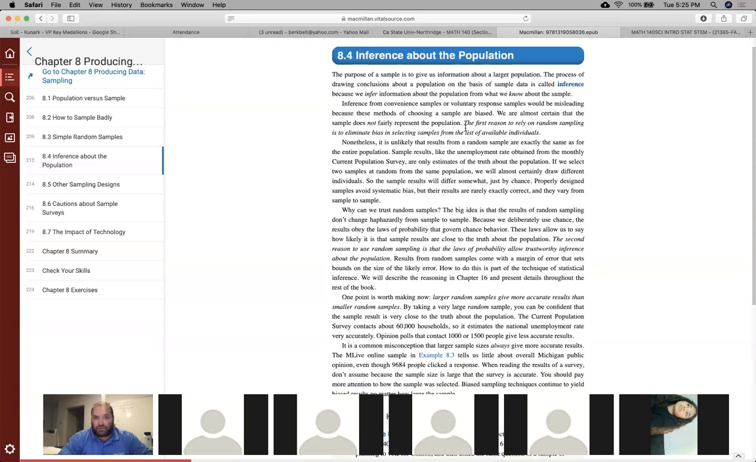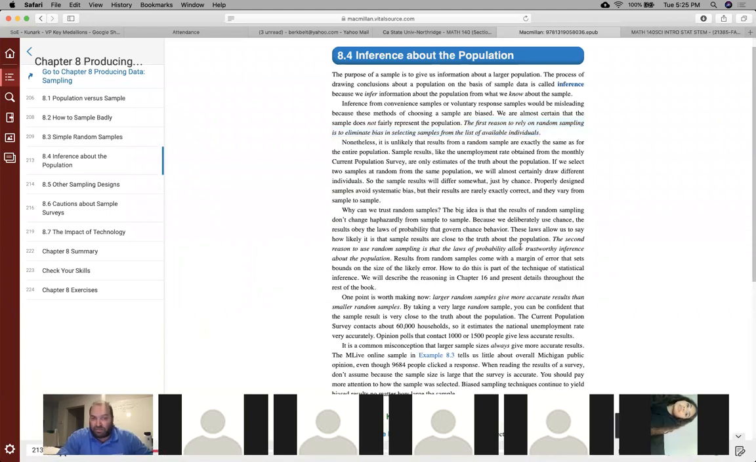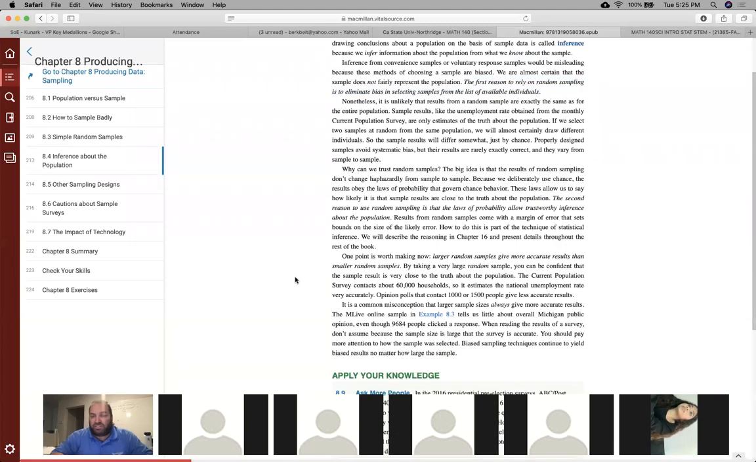The first reason to rely on random sampling is to eliminate bias in selecting samples. The reason why we do random sampling is because it helps us eliminate bias. The second is that the laws of probability allow us trustworthy inference about the population. We will need to take a detour into probability because it's only when you know probability that you can do statistics. If you have an outcome, you have to ask yourself, how likely is this outcome? Is it what I expect or what I don't expect? The laws of probability will tell us how likely it is.